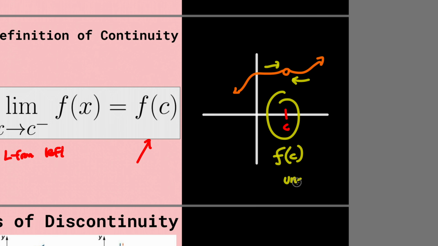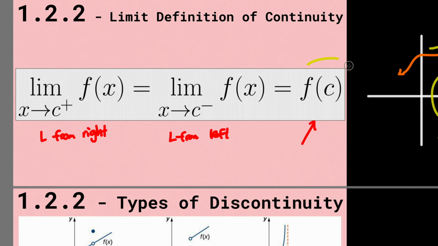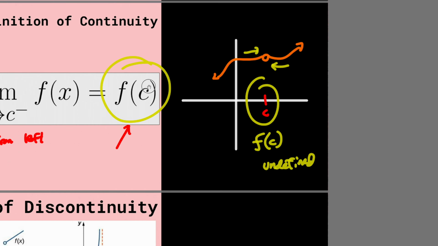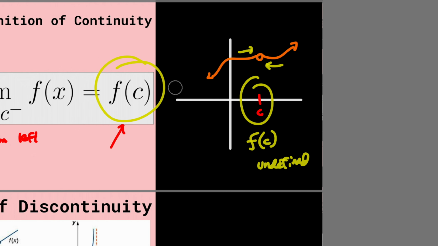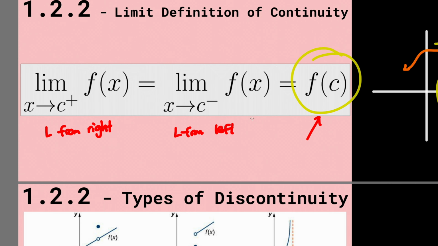So f of c is undefined here, which is that last part that has to be true for the limit definition of continuity right here. That has to be true, and it's not for this example. Okay, it's not equal to the limit of both sides, so therefore it's not continuous. So make sure you understand the limit definition of continuity.